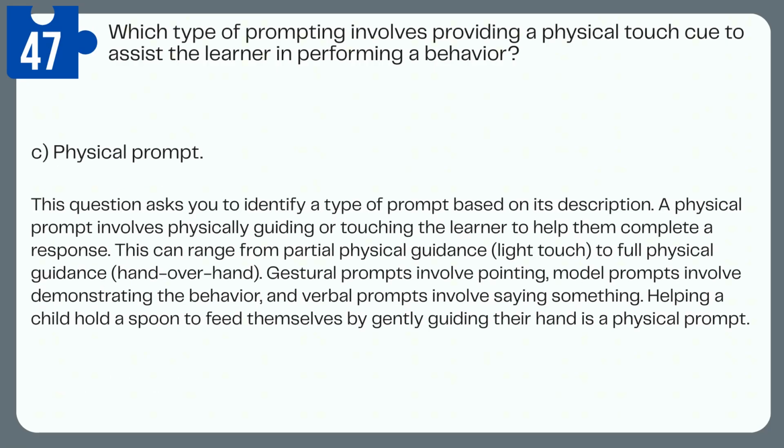Answer: C. Physical prompt. This question asks you to identify a type of prompt based on its description. A physical prompt involves physically guiding or touching the learner to help them complete a response. This can range from partial physical guidance, light touch, to full physical guidance, hand over hand. Gestural prompts involve pointing, model prompts involve demonstrating the behavior, and verbal prompts involve saying something. Helping a child hold a spoon to feed themselves by gently guiding their hand is a physical prompt.